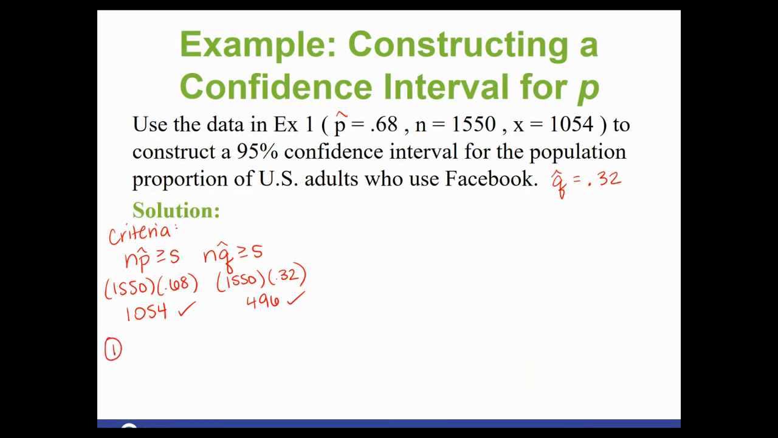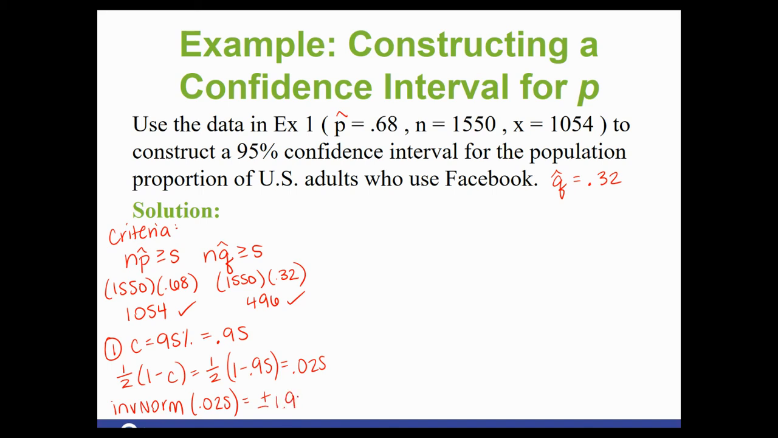So then our next step is our critical value. So our confidence is 95%. That's 0.95. So same as before, 1 minus c, over 2. This is to find that area that we're going to plug into our inverse norm. And we get plus or minus 1.96. This is our critical value.